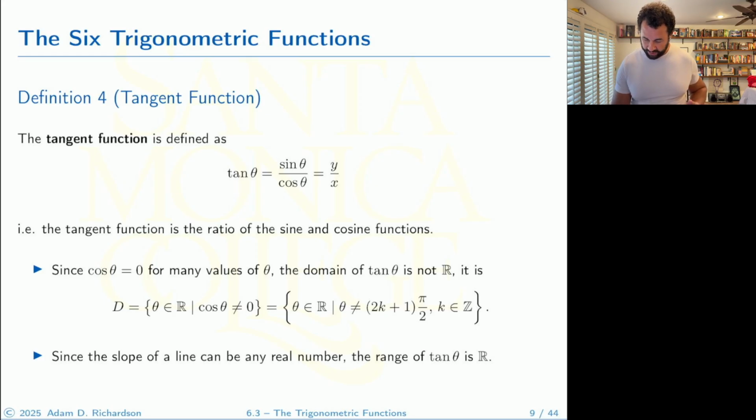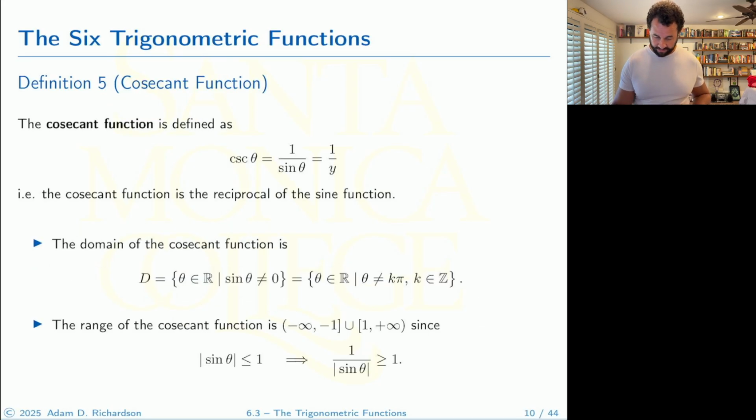Okay. Now, the remaining three functions are actually pretty simply related to these first three functions. They're just the reciprocals of these functions. So we're going to take each one of the three functions we just learned about and we're going to reciprocate, and that's going to give us our other three trigonometric functions. Here we go. So what is the cosecant function? The cosecant function is 1 over sine of theta. That's it. So we're taking sine of theta and we're reciprocating it, and we call that result the cosecant function.